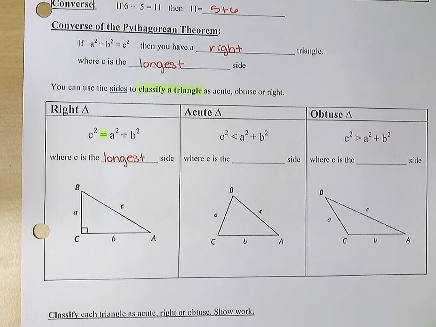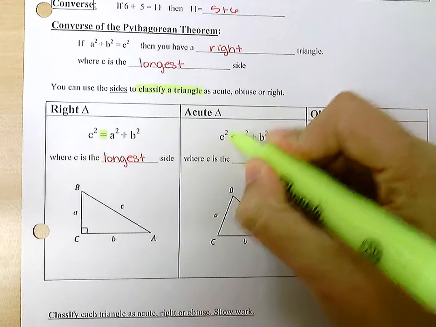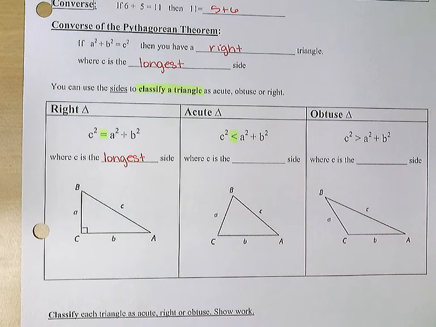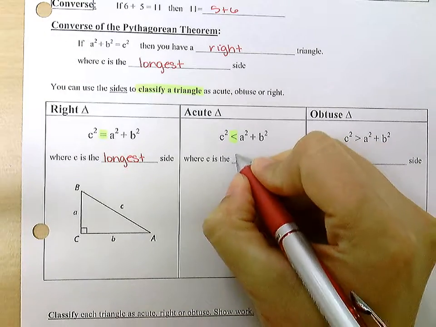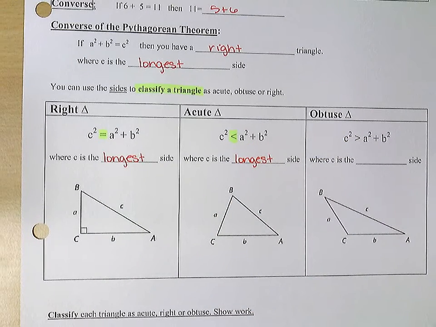The next one is an acute triangle. In an acute triangle, your c squared value will be less than a squared plus b squared. Okay, so that's an inequality symbol. That one reads less than. So your longest side, or your c value squared, is less than your other two sides squared and added together. And again, c is the longest side. So in all of these, c will be the longest side, and you will have to locate that side to know what that c value is.